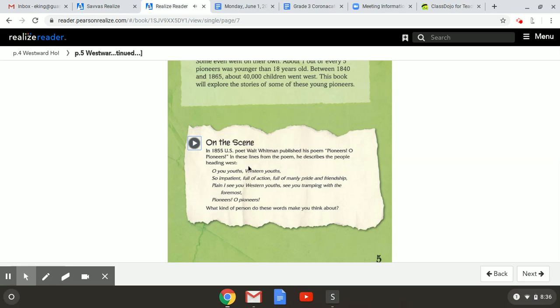So this is just a poem that was written by a famous poet about young people heading west during that time.